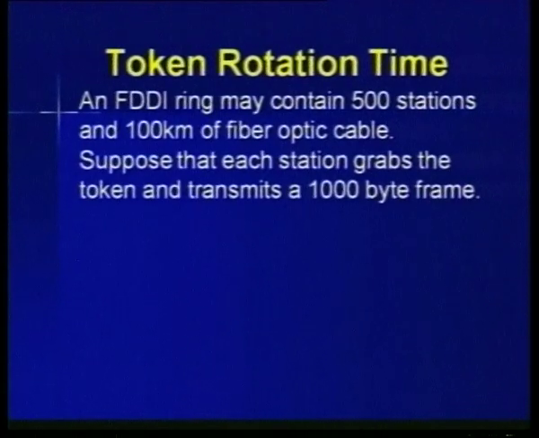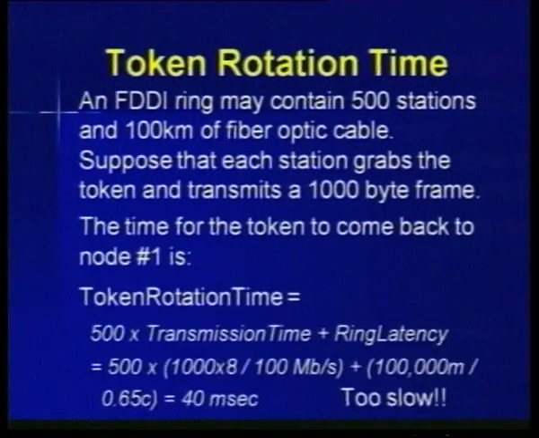Let's say I have an FDDI ring which contains 500 stations and 100 kilometers of fiber optic cable. Suppose each station grabs the token and transmits a 1000 byte frame. So, the time taken for the token to come back to the node, the token rotation time, is calculated as 500 into transmission time plus ring latency. So, you talk about 500 into 1000 into 8 by 100 megabit per second plus 100,000 meters, which is 100 kilometers, divided by the speed of light, which comes to about 40 milliseconds, which again is too slow.